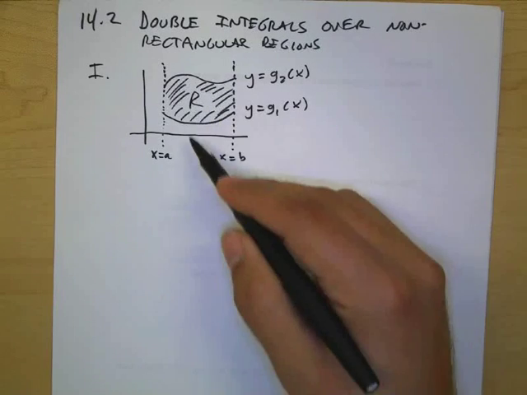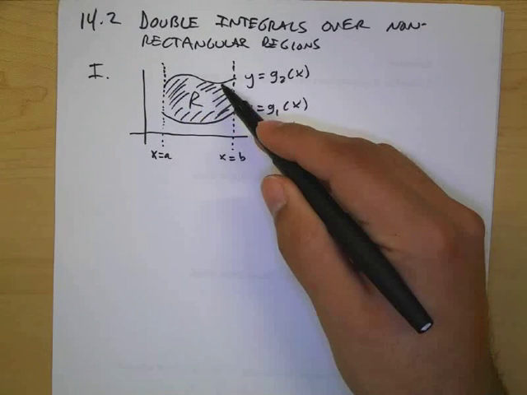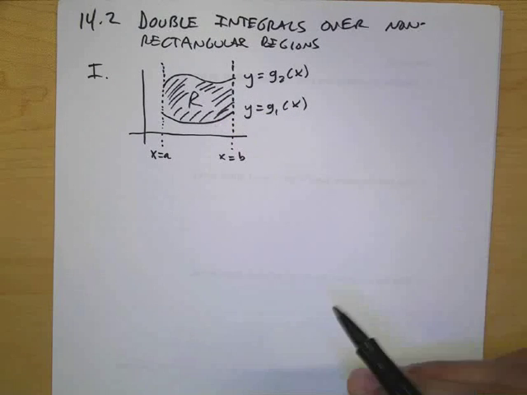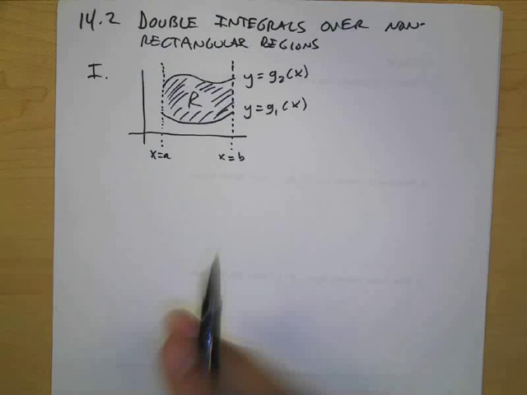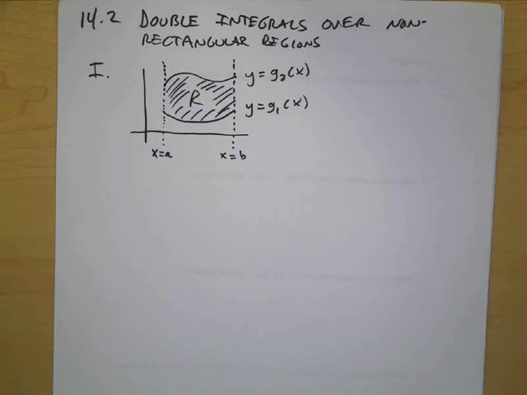A region where we can find a curve in the y direction for the lower and upper bound, and then we can just say that those two curves are between these two x values. Okay? That's to keep things simple.